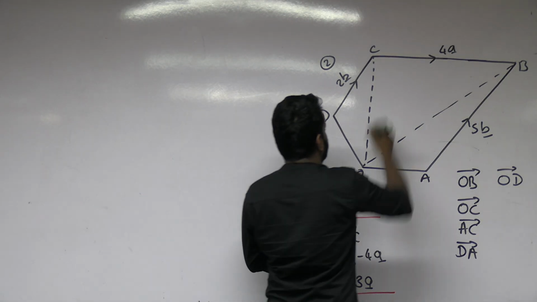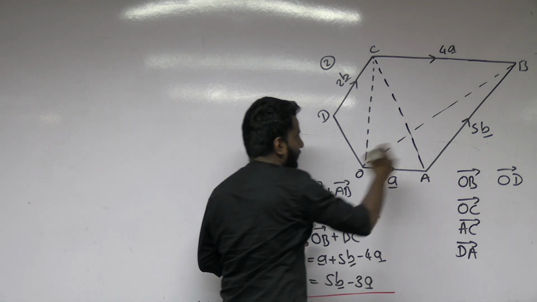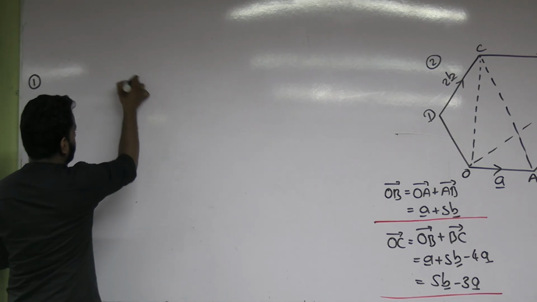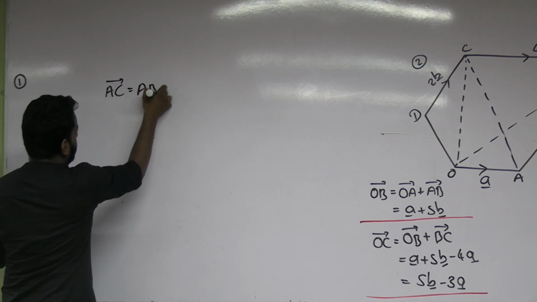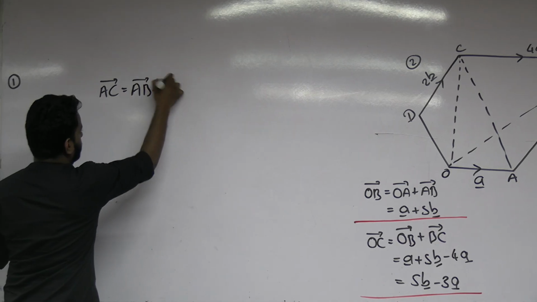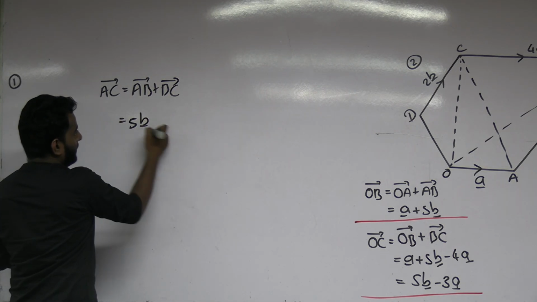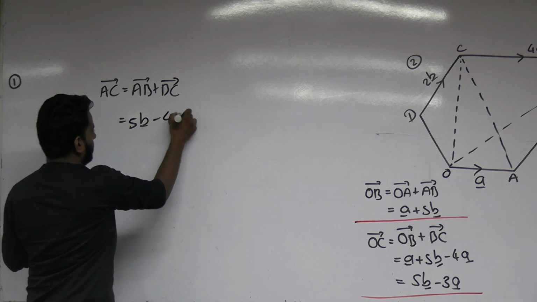Right. So AC is something around here. So AC is equal to AB plus BC. The vector AB is 5B and the vector BC is minus 4A.